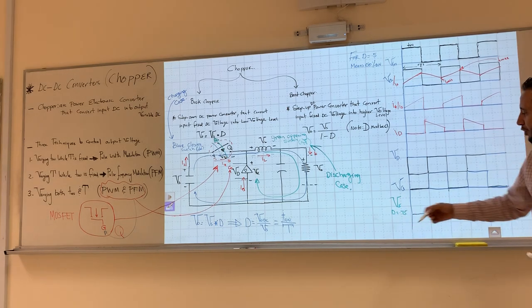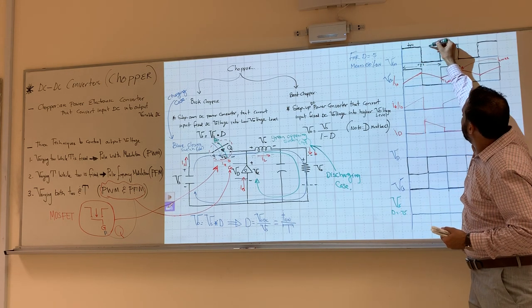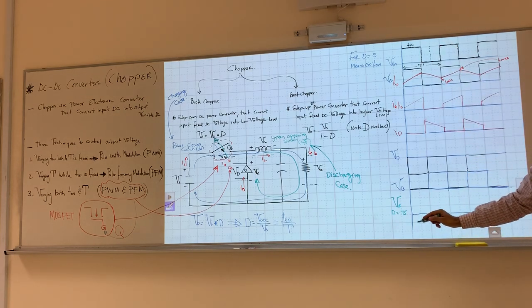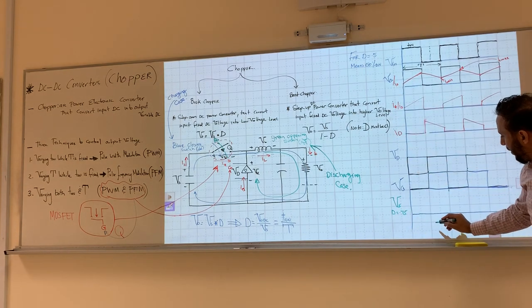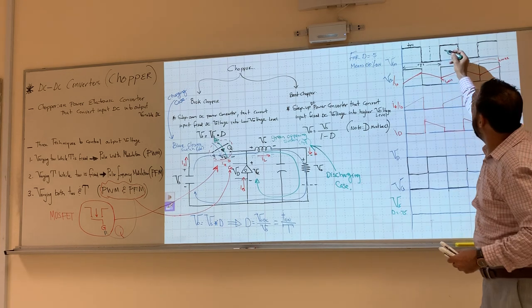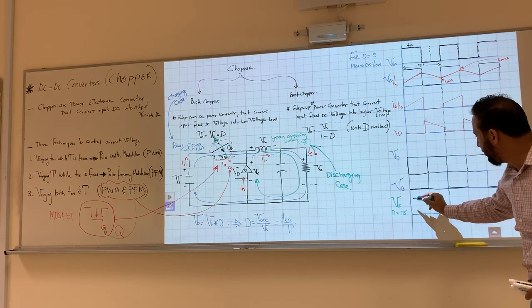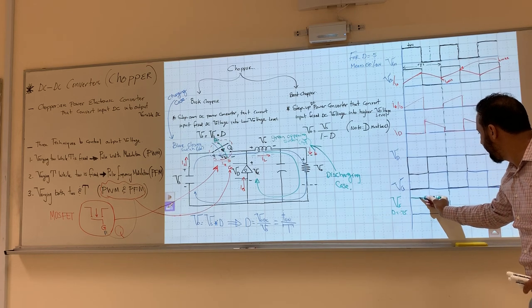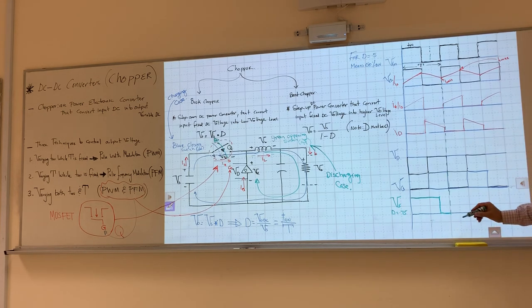So I am assuming here that the duty cycle is 0.75. Okay, 0.75. And let's see, we will look at the duty cycle and also the current. So the duty cycle is 0.75. And we know that T is this up to here. That's my T. So 0.75 means it will be on for 75% of the time and then off for 25% of the time. Same thing here. It will be on for 75% of the time, then off for 25% of the time, and so on.